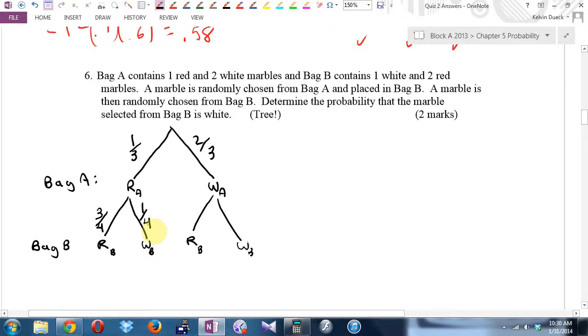I took a white from bag A and put it into bag B. So how many were in bag B originally? Two. Okay, so we got two whites out of originally three marbles, but I've added one, so how many marbles now? Four.